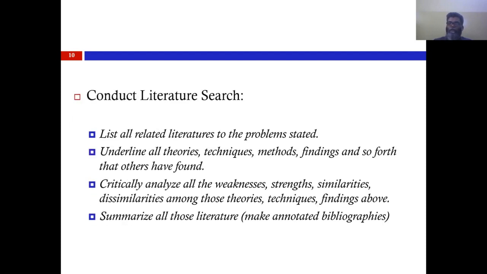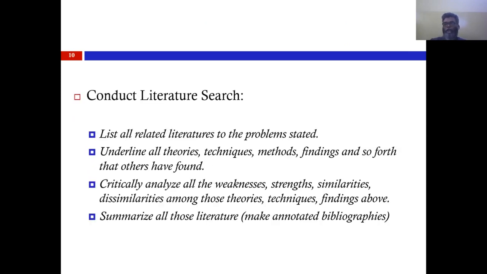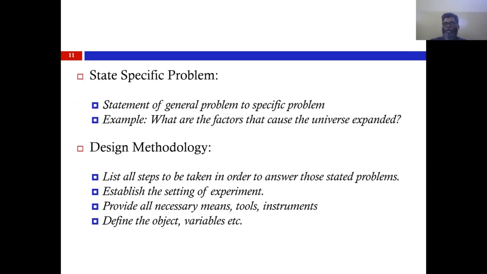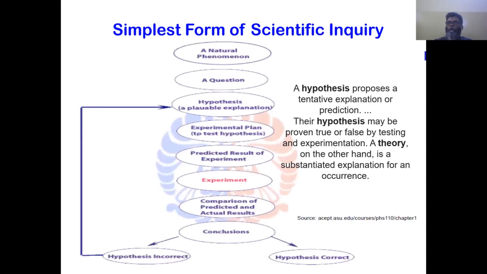So here, the steps we are going to follow are: state the general problem, conduct the literature search, state the specific problem, define the methodology, gather the data, analyze the data, and report the results. So this is a simple form of scientific inquiry. Observe a natural phenomenon, derive a question, provide a hypothesis.